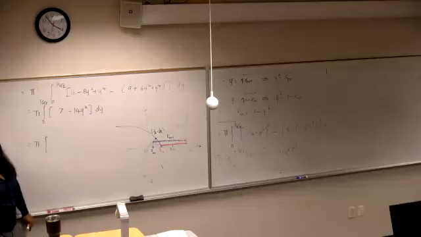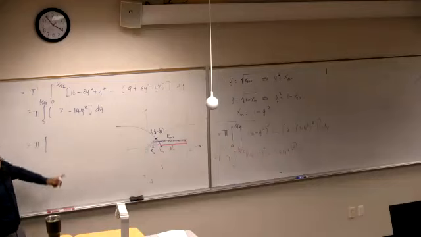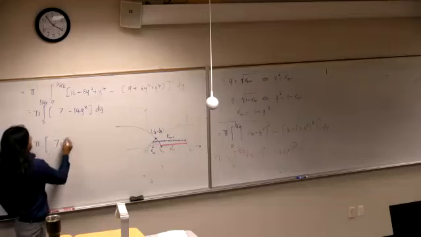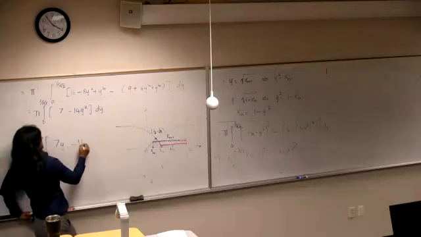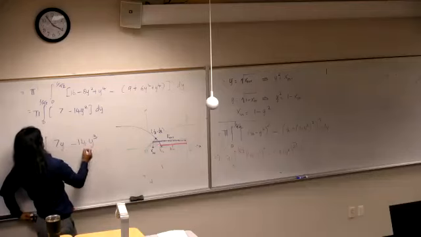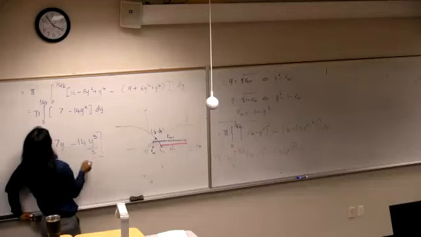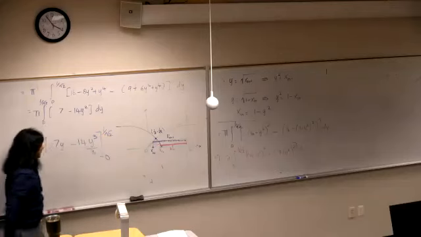What is the integral of 7? 7x, integrating with respect to y. 7y. What is the integral of 14y squared? Negative 14y cubed divided by 3, from 0 to 1 over square root of 2.